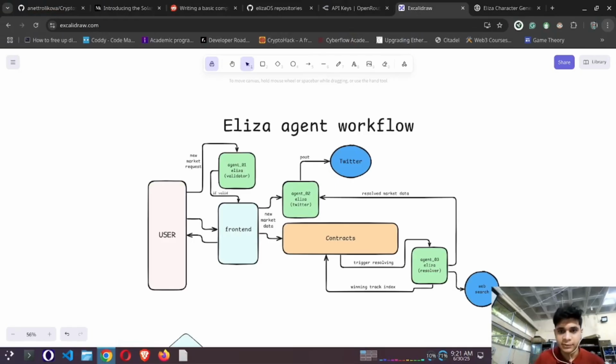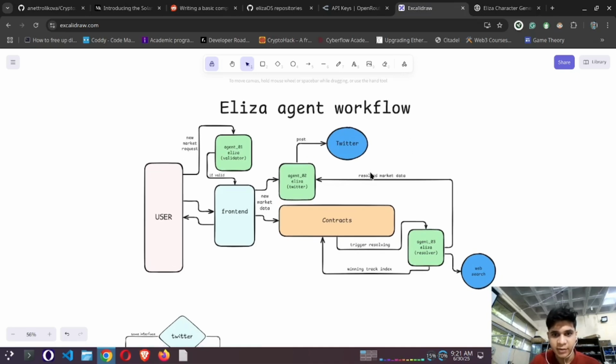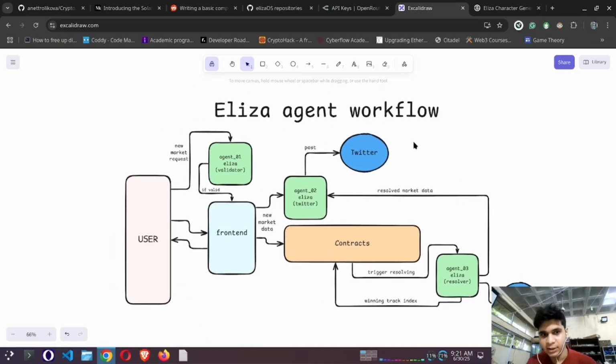Hello, I'm Anuj and I'll be explaining the Eliza integration in our prediction market. So this is the workflow. Basically we have three agents. One is the validator, one is an agent handling a Twitter bot, and one is the resolver.